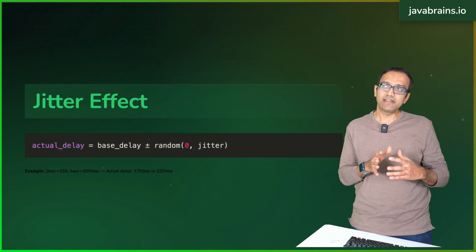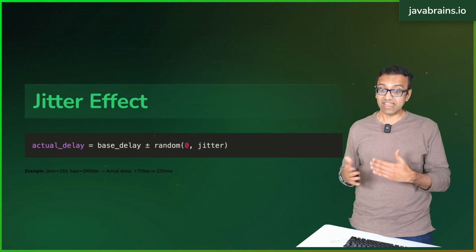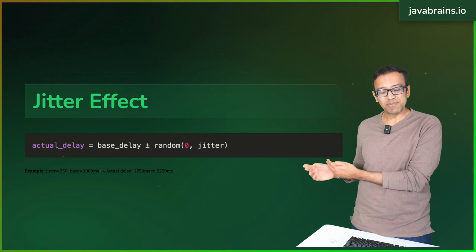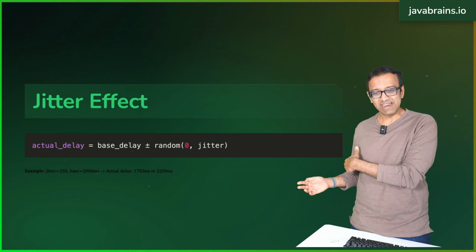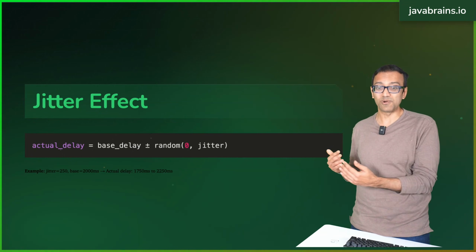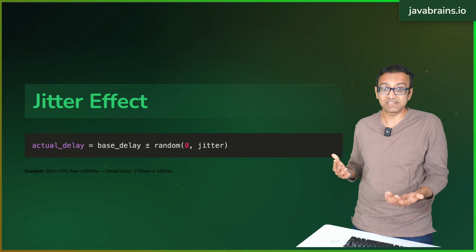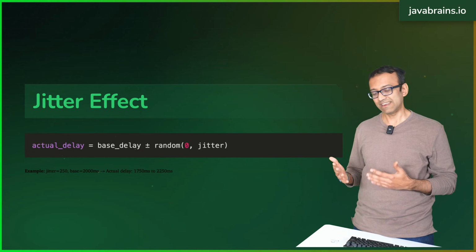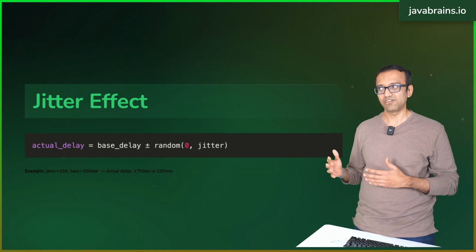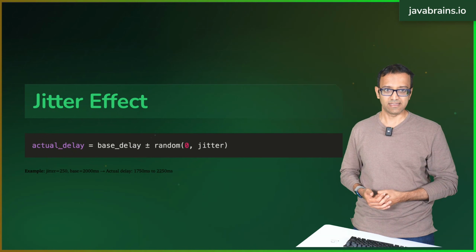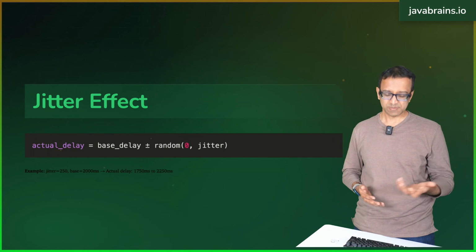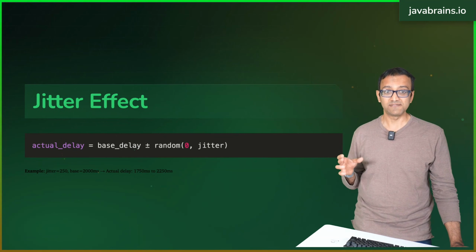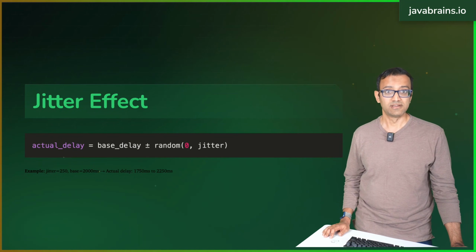And if you add too much jitter, it creates unpredictable timing. It makes debugging difficult. Like, is the delay because of the main delay or is it because of the jitter? You don't want the jitter to be a significant component because it becomes unpredictable. So usually it's like 10 to 20% of your original delay. And Spring says you have to use milliseconds, so that gives you that precise control.